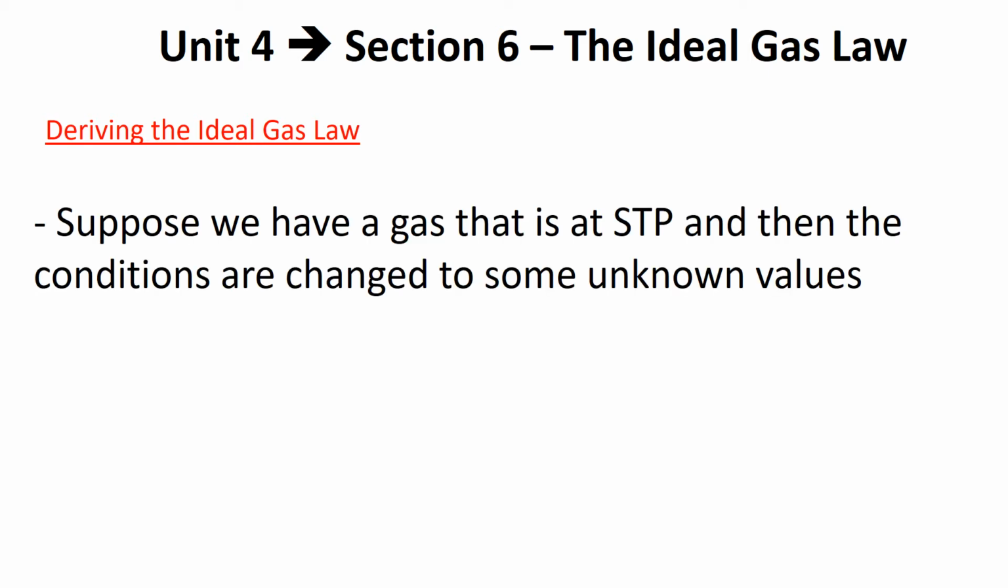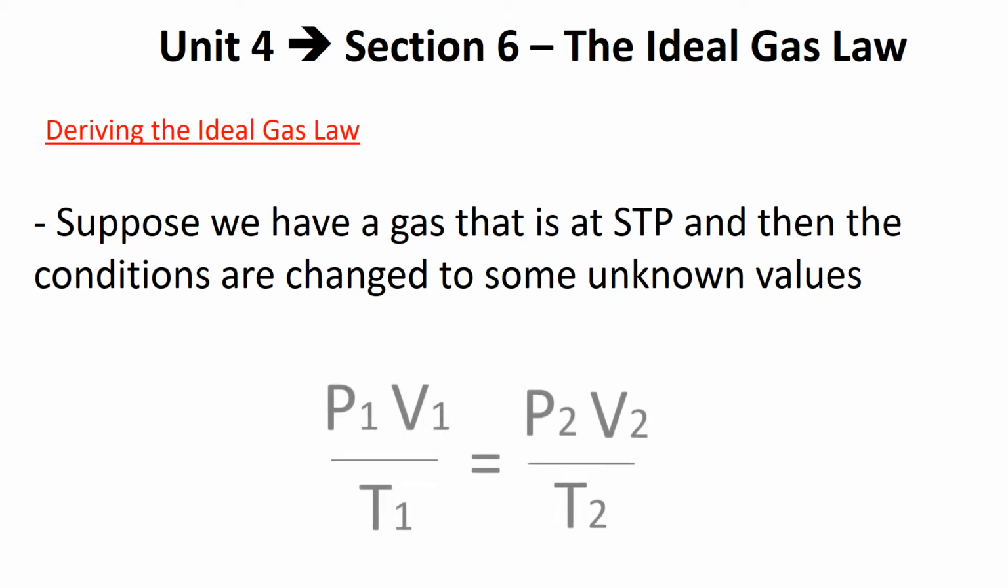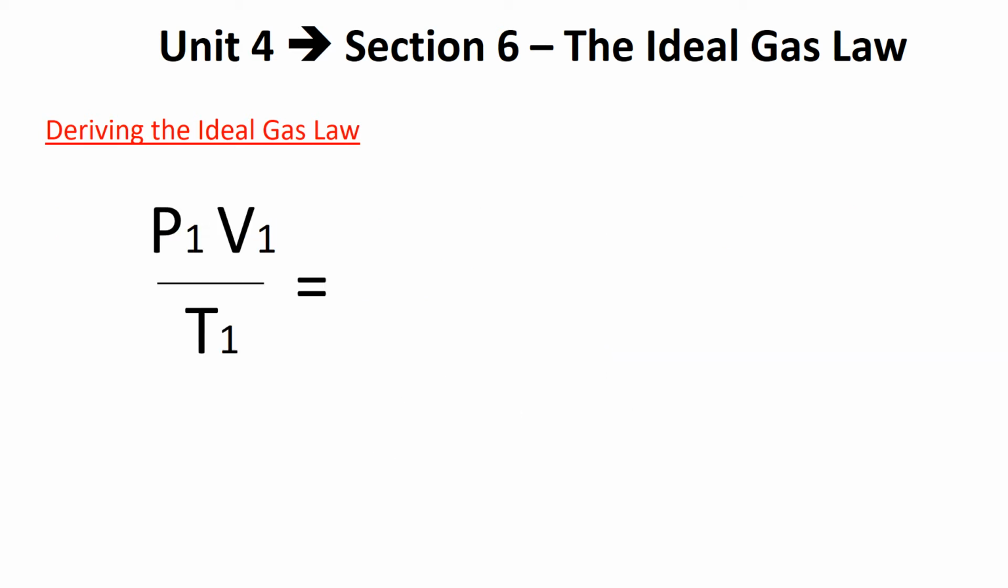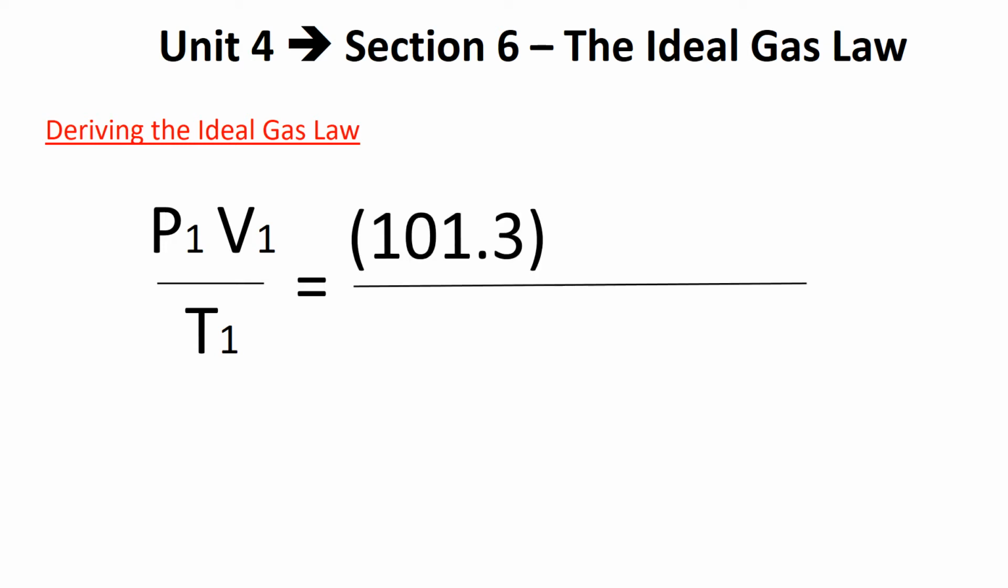So suppose we have a gas that's at STP and then the conditions are changed to some unknown values. So what we're going to do is start with the ideal gas law, and plug some of these STP numbers into the equation, and see what comes out of it. So there's our ideal gas law. Now, the pressure would be 101.3 kilopascals.